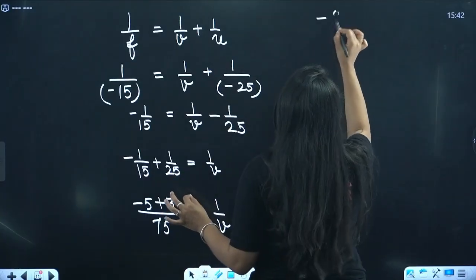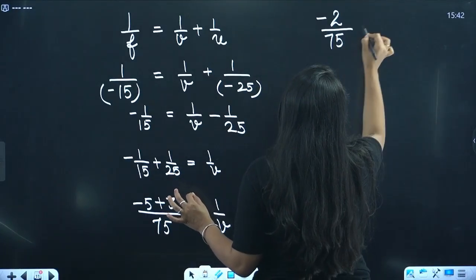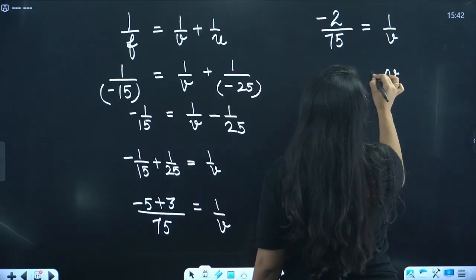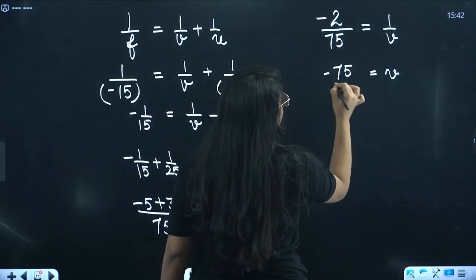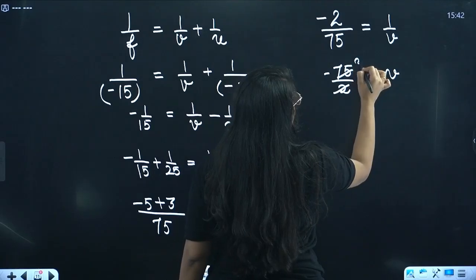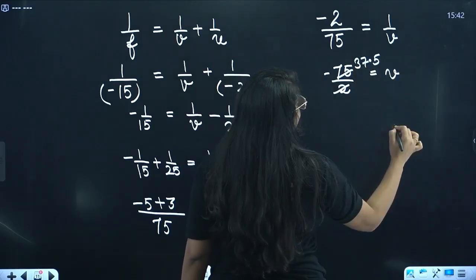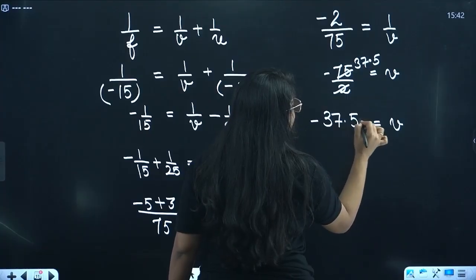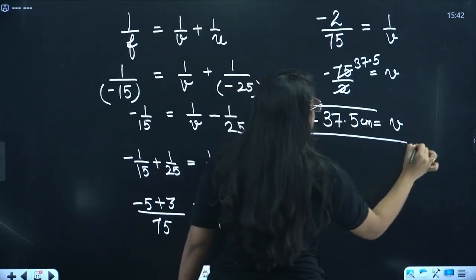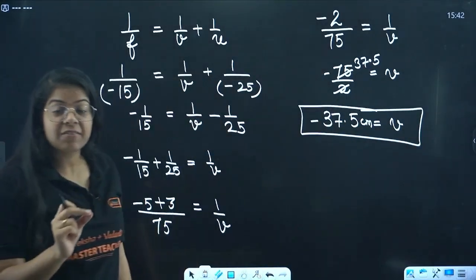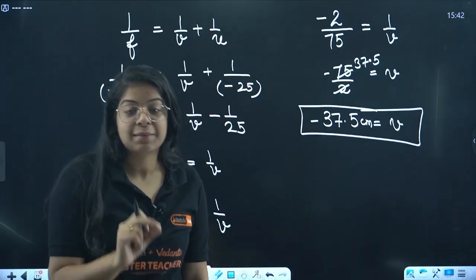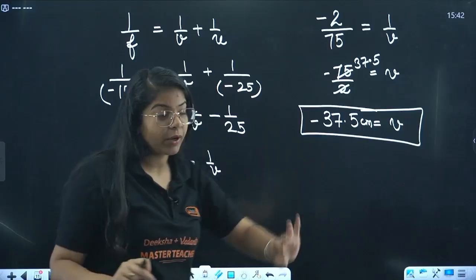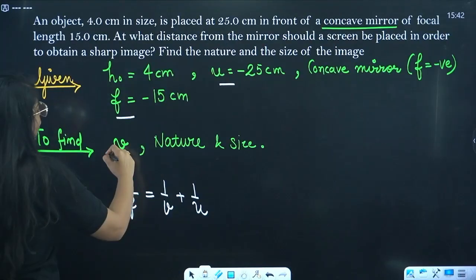We have minus 2 divided by 75 equals 1 by v. Now we reciprocate it. So v will be minus 75 divided by 2, that will be 37.5. So v comes out to be minus 37.5 centimeter. Neither should you forget the negative nor the centimeter. Both of these can cost you extreme marks. Okay, good. Now we found v.